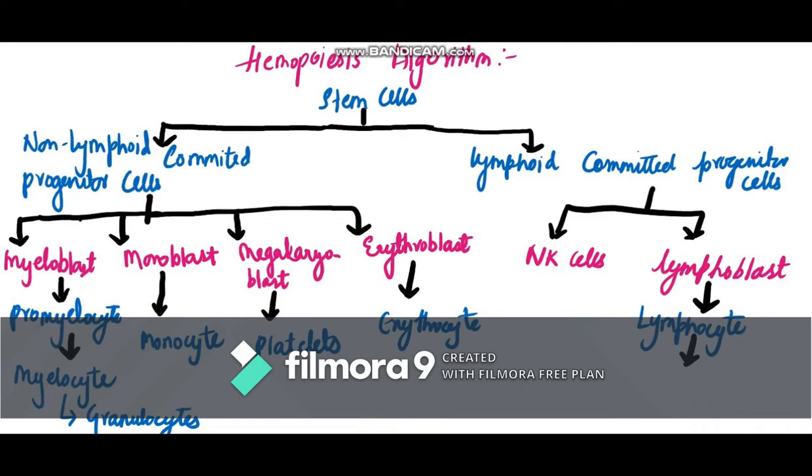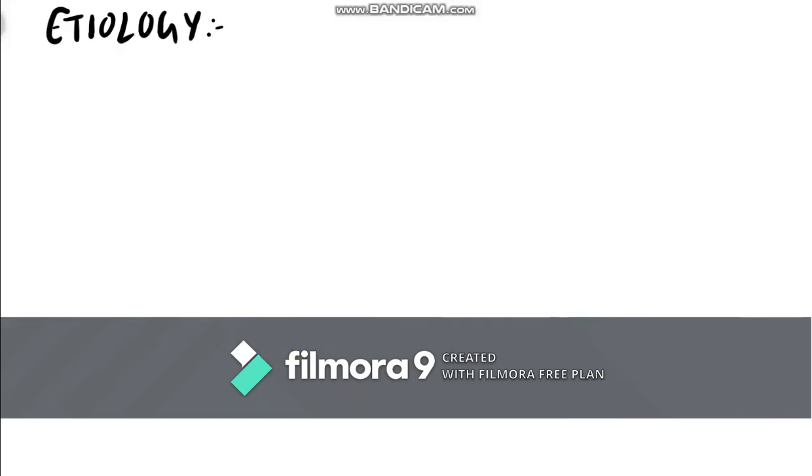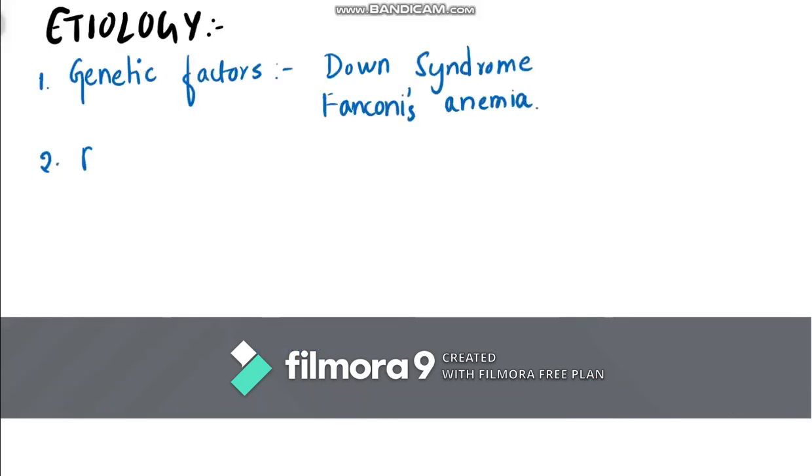So let's see what the etiology is. There are many factors which cause leukemia. Firstly, it's genetic factors. Down syndrome and Fanconi's anemia are the examples.